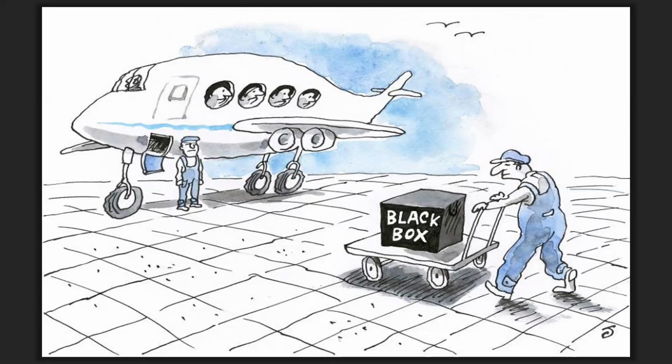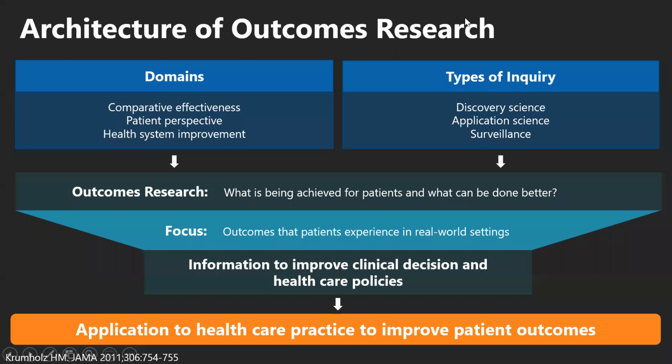When we talk about cardiovascular outcomes research, it's always been a little bit of a black box. People don't really know what the field does, and we publish a lot, but not necessarily randomized trials. One of the things I want to talk about is, what do we actually do? This is the architecture of outcomes research, and Harlan Krumholz really was the grandfather of this type of research, and he wrote that in a review paper in JAMA about 10 years ago.